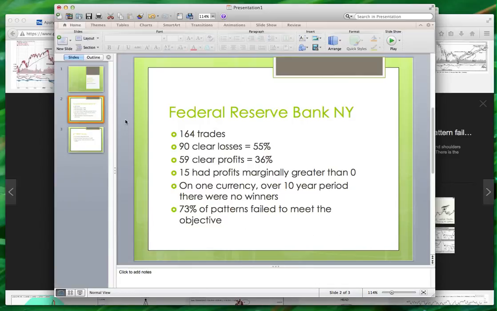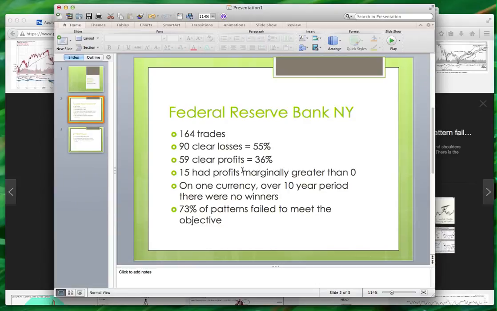So the first study was conducted on currencies over a period, I think it was about 12, 15 years. In total, 164 head and shoulder trades were entered into. 90 were clear losses. That's 55% of the trades were clear losses. 59 trades, or 36%, were clear profits. 15 trades had profits that were marginally greater than zero. However, if you factor in the costs of trading, commissions, that sort of thing, in my opinion, they would not be profitable. They were marginally greater than zero. So after commissions and costs, I reckon that they're not profitable.